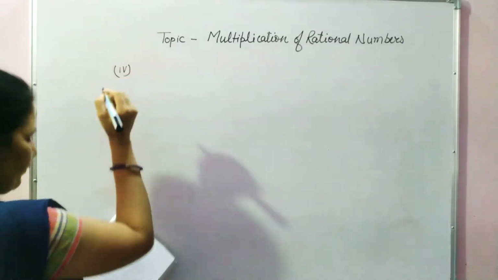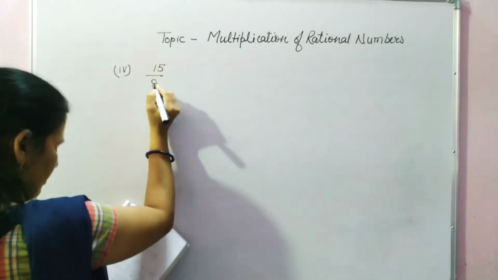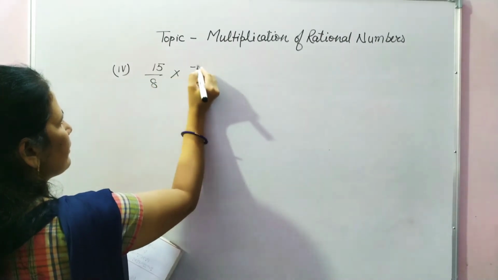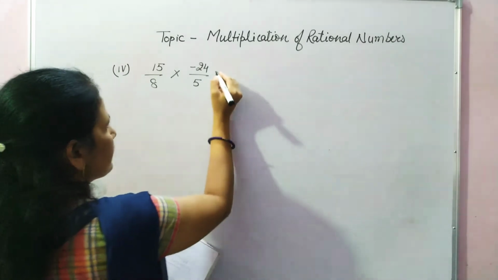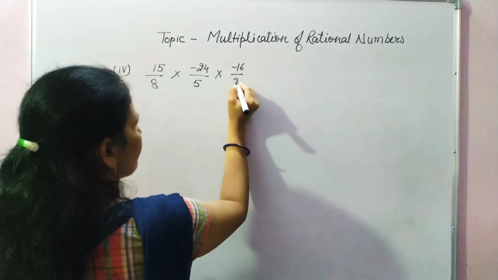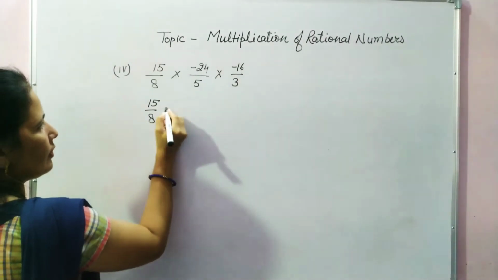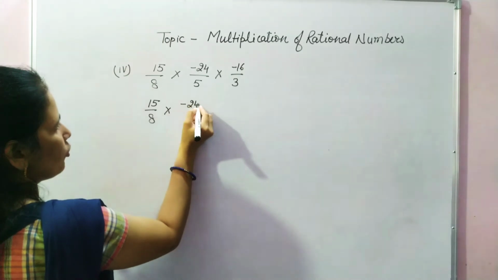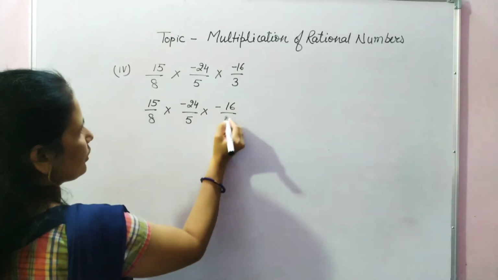In the fourth part they have given 15 by 8 multiply minus 24 by 5 multiply minus 16 by 3. Okay, then 15 by 8 multiply minus 24 by 5 multiply minus 16 by 3.